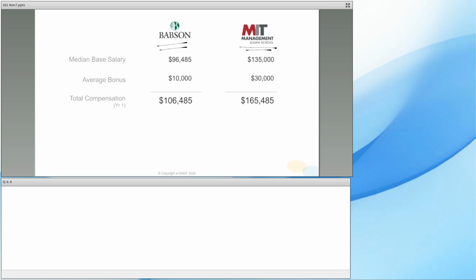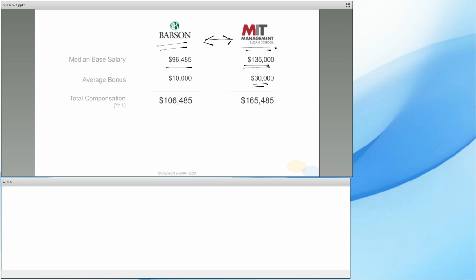essentially gets a job in the New England area. So arguably, they have access to similar opportunities over here. When you look at the median starting salary from these schools, they differ by about $40,000. And you look at the average sign-on bonus, that differs by about 20 grand over here.